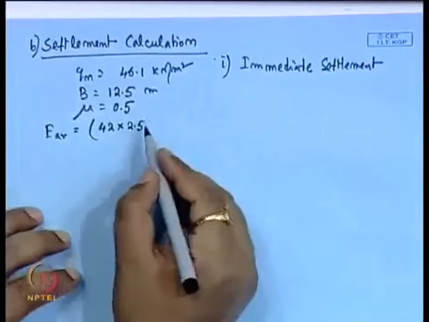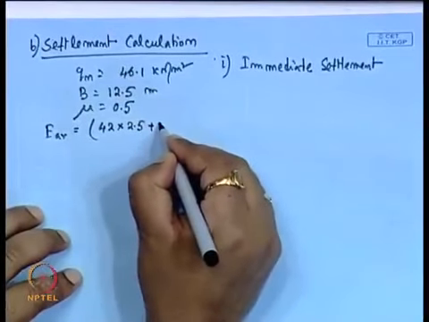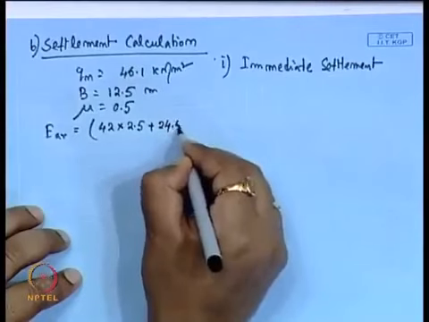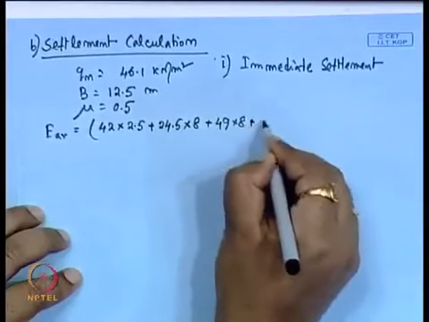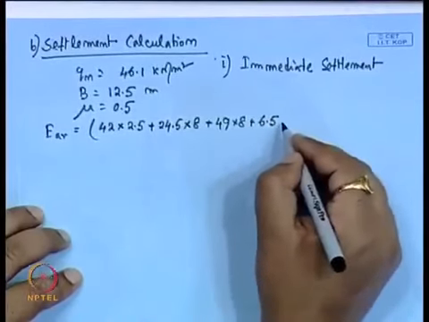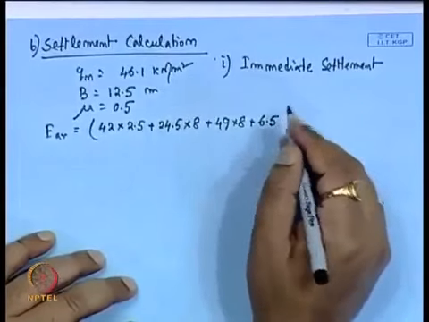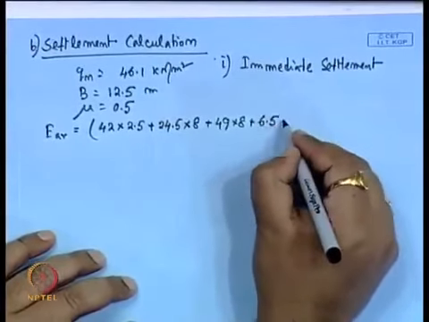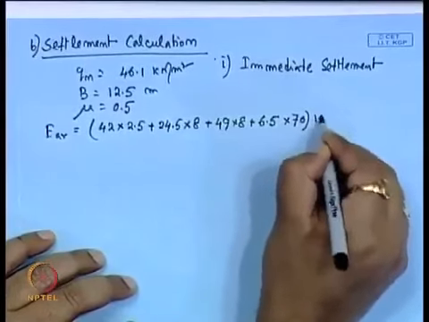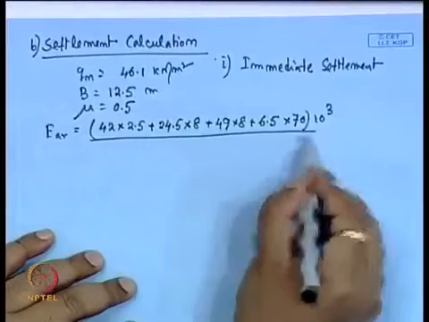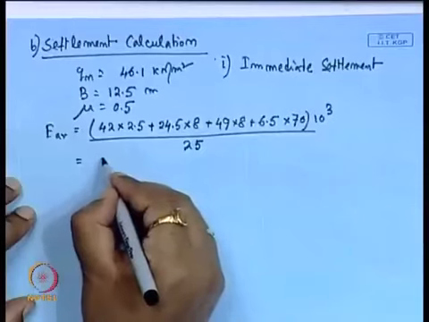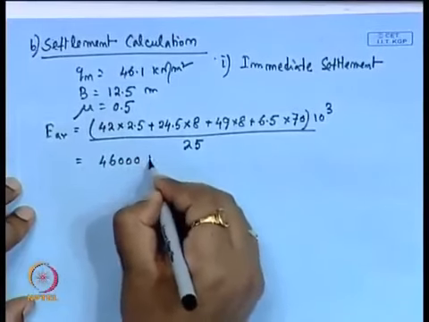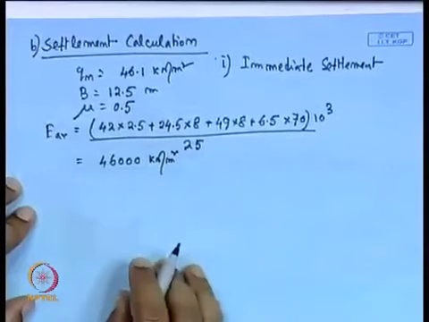So, up to 25 meters, the weighted value is 2.5 plus 24.5 into 8 plus 49 into 8 plus 6, because for the last layer the influence zone is only up to 6.5, the last layer thickness, not the total thickness of 10 meter. It is up to 6.5 into 70 into 10 to the power 3 divided by 25 meter. So, the E value that we are getting is 46,000 kilonewton per meter square.